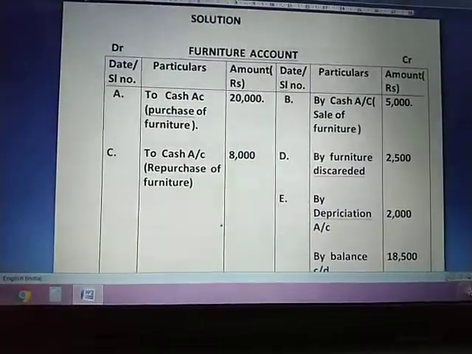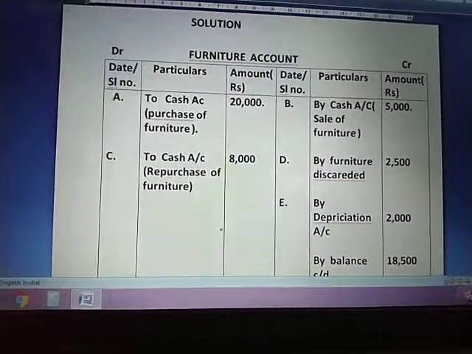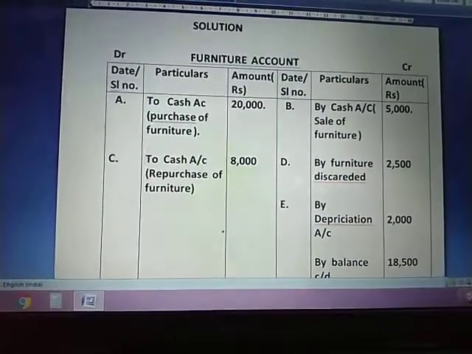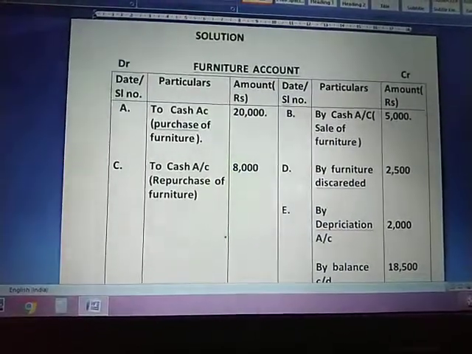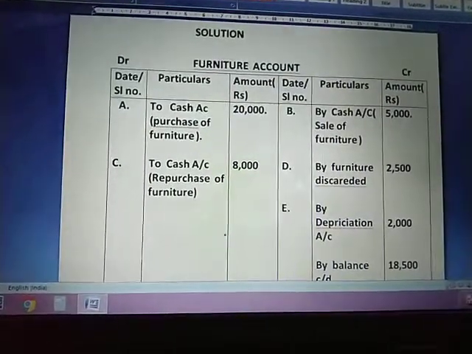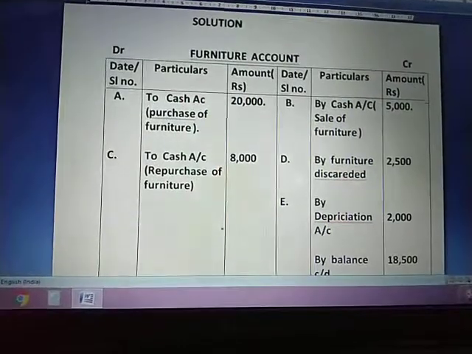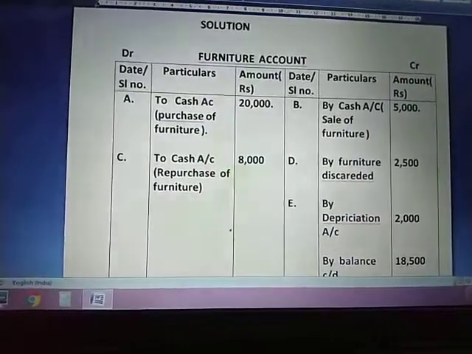Next, if you move to B, then we had sold the furniture for rupees 5,000. So this is a decrease in the value of furniture. I mean furniture is going out of the business, so that is why we are recording it on the credit side, by 5,000.